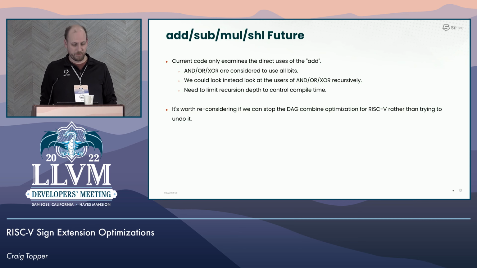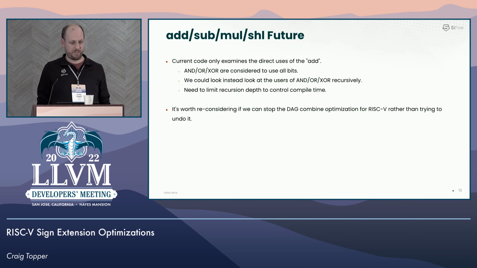There are still some improvements that can be made here. The current code only looks at the direct users of the add, so we miss some cases where the upper bits are unused, but we would need to look through other instructions and check their uses too. A perfect example of this is the add, or, and XOR instructions.